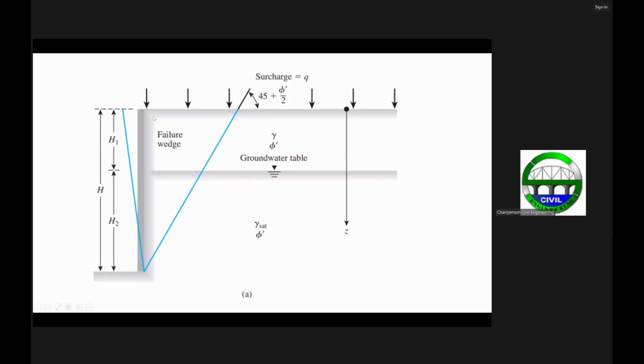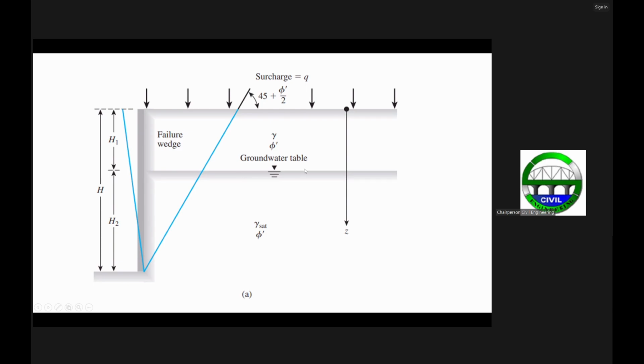So you now have here your vertical wall of a height H. Let us try to break it into H sub 1 and H sub 2, where H sub 1 is the depth of the groundwater table. For the soil above the groundwater table, you have the unit weight as well as the friction angle. There's no cohesion, it's zero because it's a cohesionless soil.